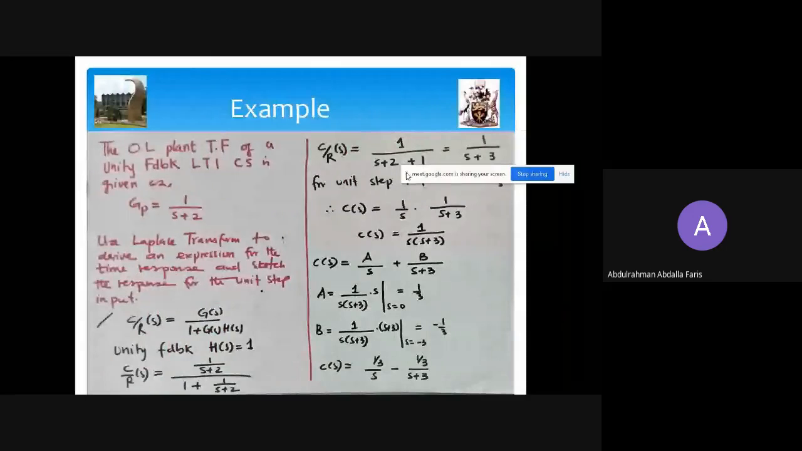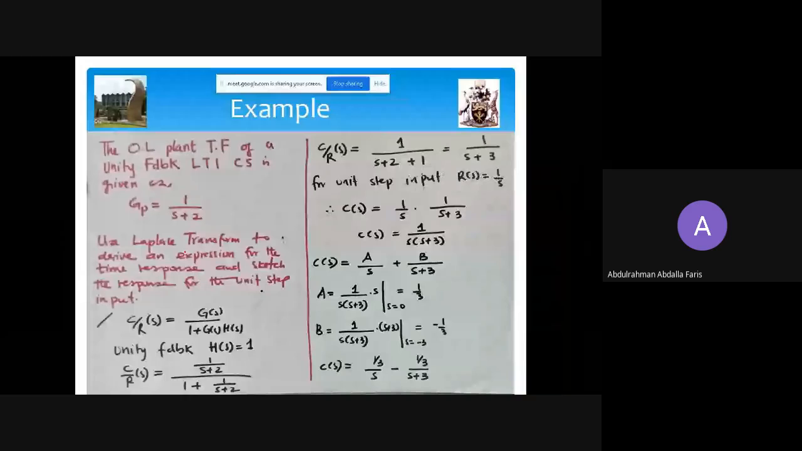So, an example. The open loop plant transfer function of a unity feedback linear time invariant control system is given as this. Actually, part of this question was in the last exam, and I gave 4 marks for this. It's a similar question. Use Laplace transform to derive an expression for the time response and sketch the response for the unit step input. You are told that this is a unity feedback.